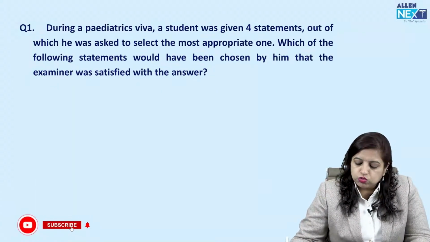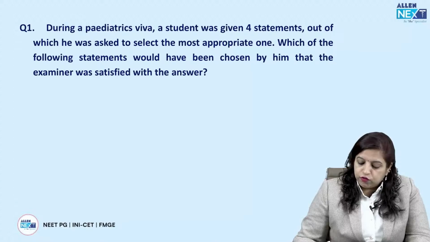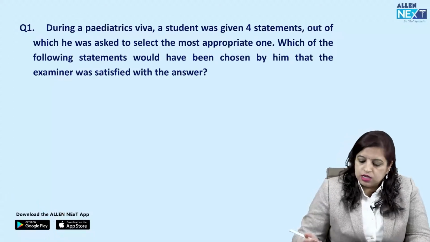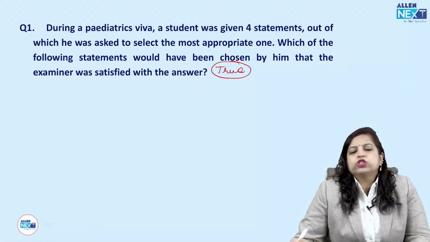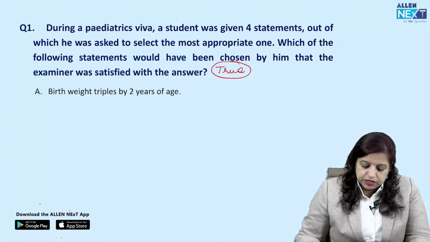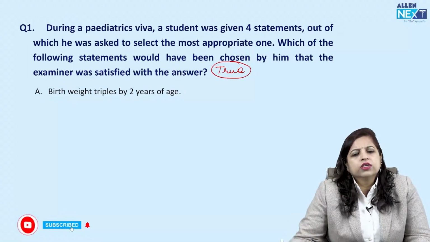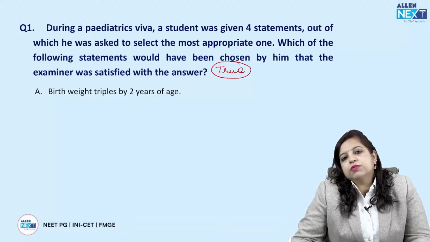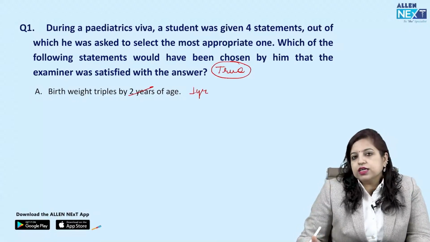During a pediatrics viva, a student was given 4 statements, out of which he was asked to select the most appropriate one. Which of the following statements would have been chosen by him so that the examiner was satisfied with the answer? So more or less, the examiner is going to ask you which is the true statement that will satisfy the examiner. First statement: birth weight triples by 2 years of age. Does it? No. The birth weight is around 3 kgs. If we take the birth weight to be 3 kgs, it triples by 1 year of age and not 2 years of age. So obviously the examiner would not be satisfied.